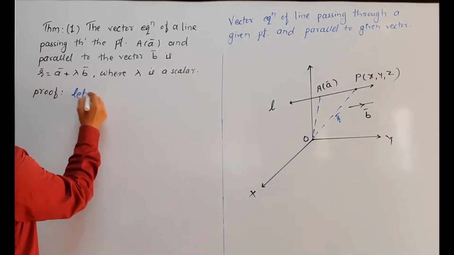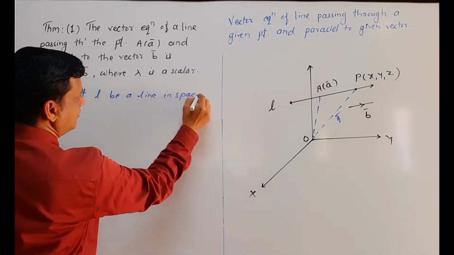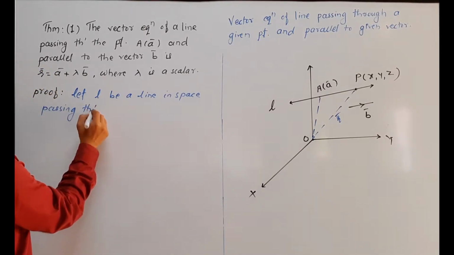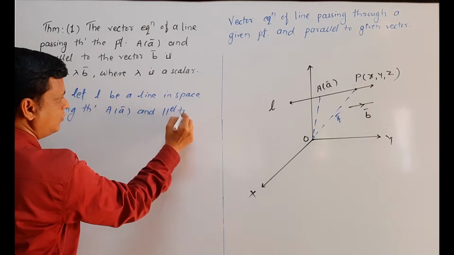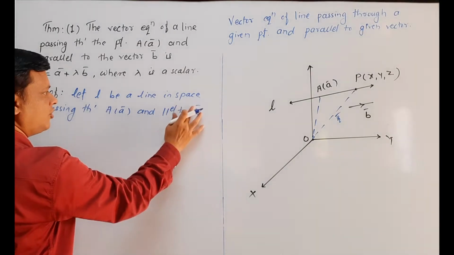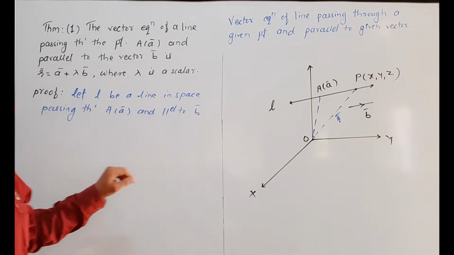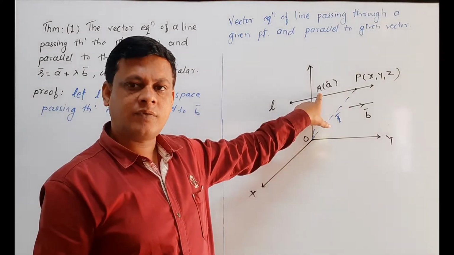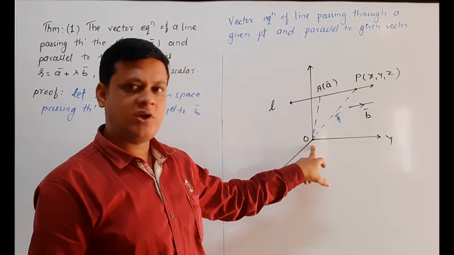Let L be a line in space passing through A of A bar and parallel to B bar. Because we have to find the equation of line passing through the point A of A bar and parallel to the vector B bar. So we consider here line L, which is passing through this point A. We consider the position vector of this point A as A bar with respect to origin O.